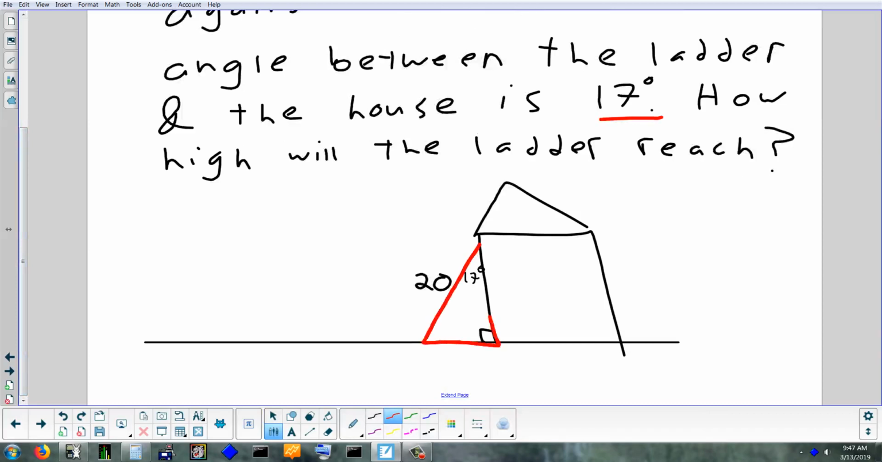Okay, so here's my triangle. And what am I basically trying to find in that triangle? Which side? Well, we don't have to figure out how far the ladder is from the house on the ground. They just want to know the what? How high? They want to know the height of the triangle. That's all they want. If they said how far is the base of the ladder from the house, then you'd want the bottom side. But they didn't ask for that.